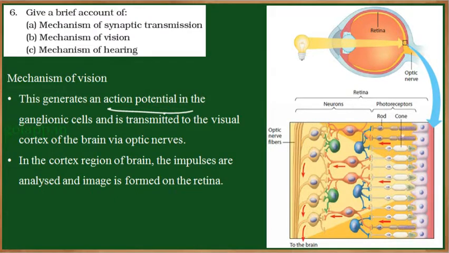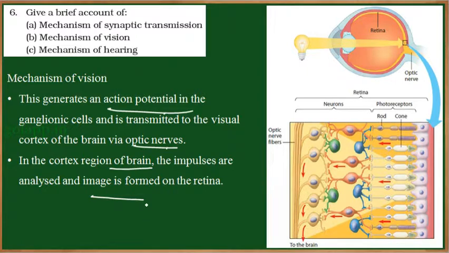Here also the action potential is caused due to the change in the membrane permeability of these rod cells. This action potential will be passed on to the bipolar neurons. From the bipolar neurons, the action potential is passed to the ganglion neuron, and then to the optic nerve, and this optic nerve carries the information to the visual cortex present in the brain. The brain analyzes the information and stores the image. And this is how the image is formed in the retina.